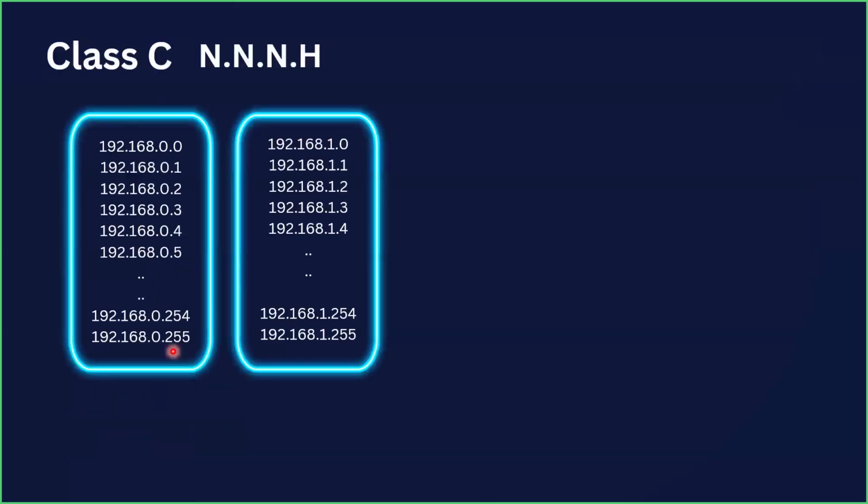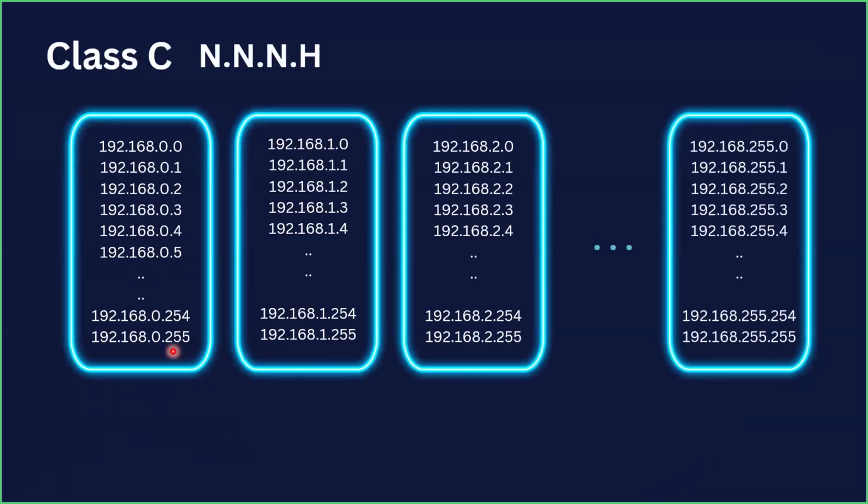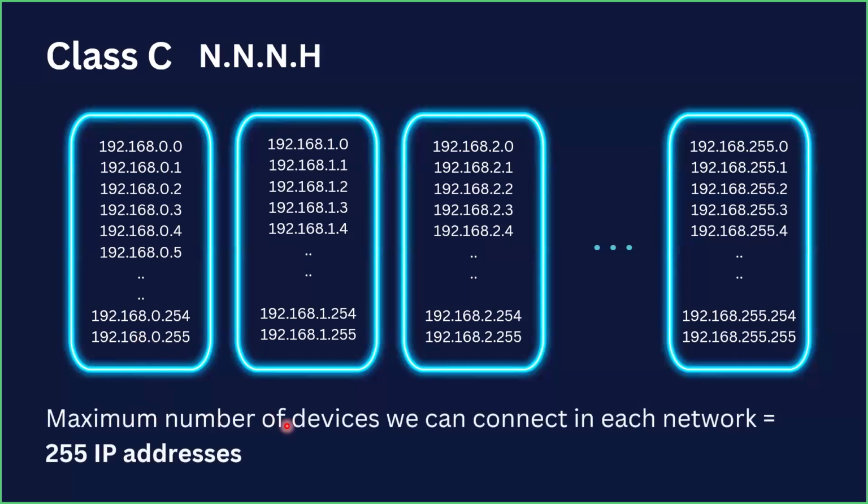That's the same thing shown here in the presentation. The maximum number of devices we can connect in each class C network is 255, not more than that. Each of these is its own group. And each IP in a group can only communicate with the other IPs in the same group. They can't communicate with other groups freely. Is that clear for everyone?